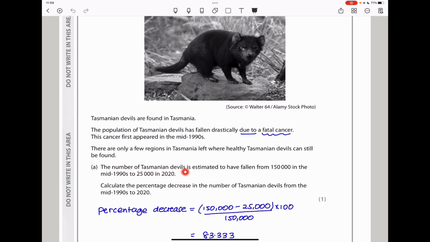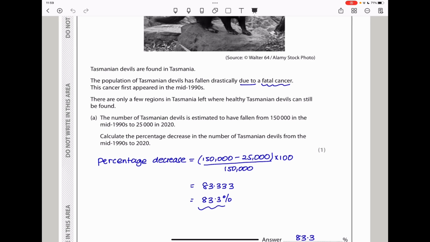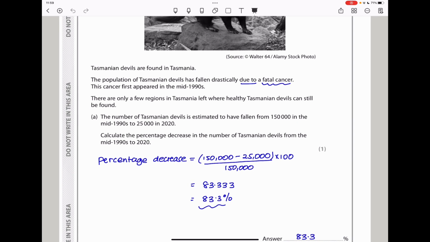The number of Tasmanian devils is estimated to have fallen from 150,000 in the mid-1990s to 25,000 in 2020. They want us to calculate the percentage decrease in the number of Tasmanian devils from the mid-1990s to 2020. Percentage decrease should be decrease divided by the original times 100. So the decrease is the change from 150,000 to 25,000.